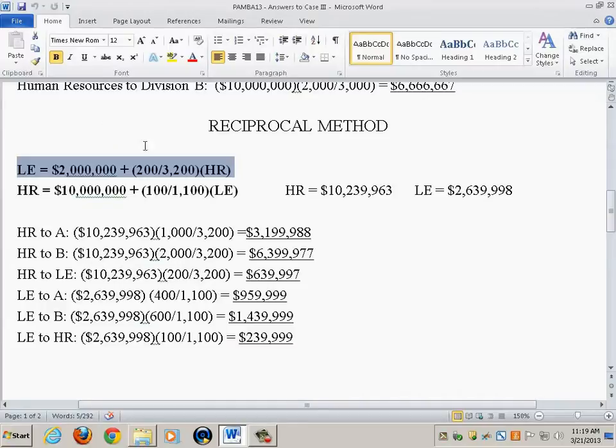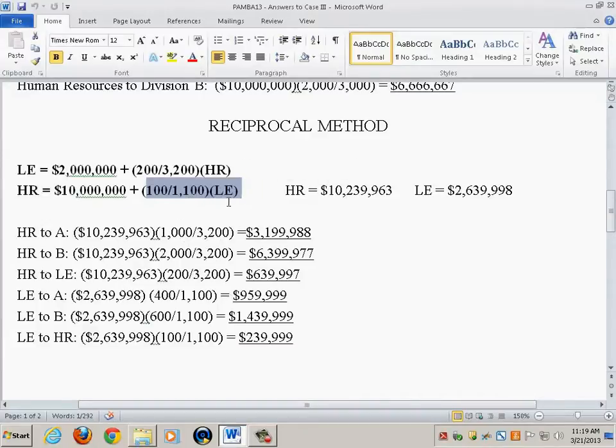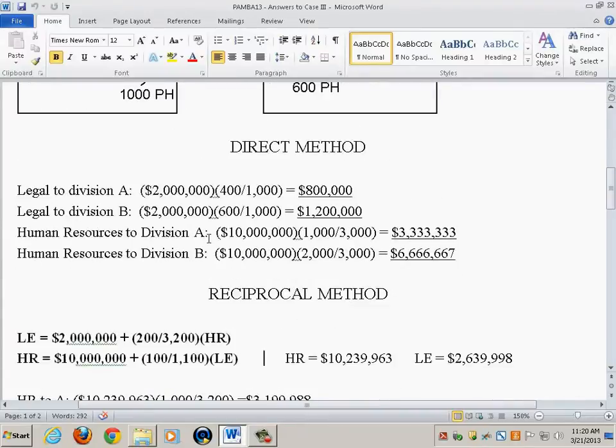Well, the second equation is the very same logic that underlies the first. The total dollars that HR has to allocate to all units is the 10 million of its own costs plus whatever LE allocated to it, and LE allocated to it a share of the cost it had to allocate, and the share is 100 over 1100. How do we get 100 over 1100? LE allocates 100 to human resources over a total of 100 plus 600 plus 400 that it allocates to all the units. So it's 100 over 1100, and we have it here.